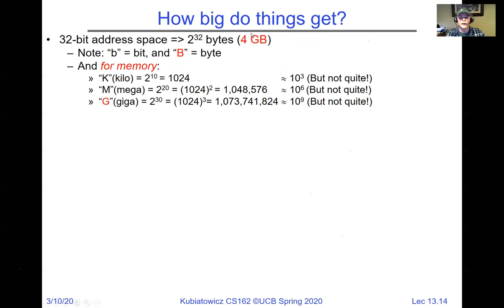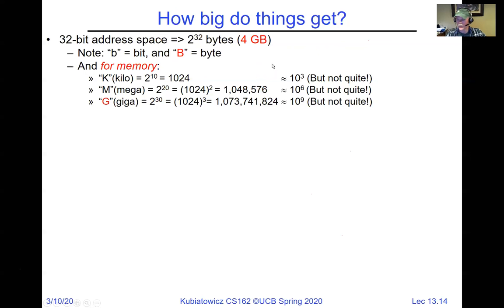And for memory, the other thing to note is that a kilo is 2 to the 10th, which is 1024. Mega is 2 to the 20th, which is 1024 squared. And a giga is 2 to the 30th, which is 1024 cubed. I'm saying this because you need to know it so you're not confused in the future. Notice that a kilobyte is not quite 10 to the third bytes, a megabyte is not quite a million bytes, and a gigabyte is not quite a billion bytes. It's a little more. But that is convention, and we use that convention when we're talking about memory sizes.